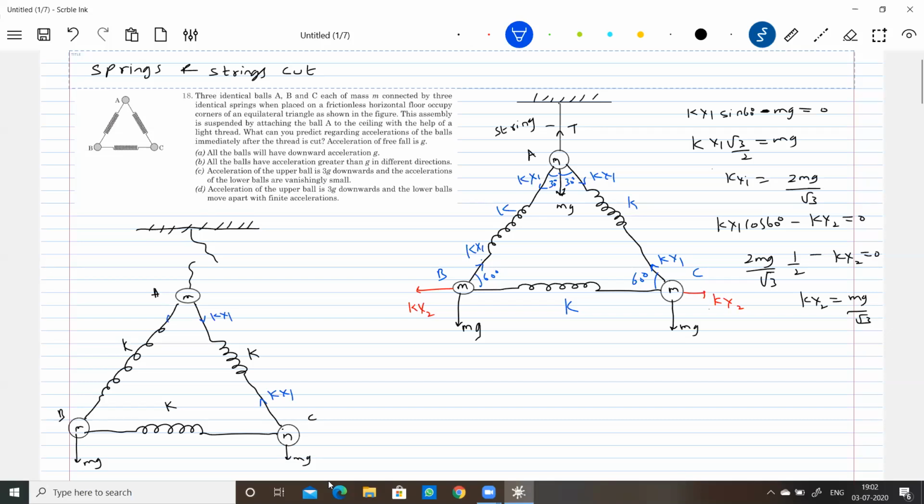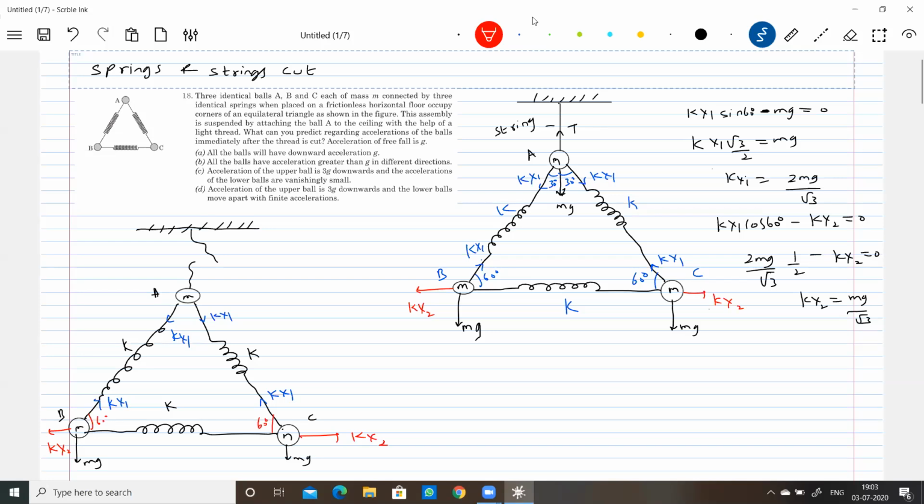This was the kx1. Then this particular kx2. I think directly from this only you can tell it, no? Tell me what will happen to blocks B and C. They'll remain at rest.